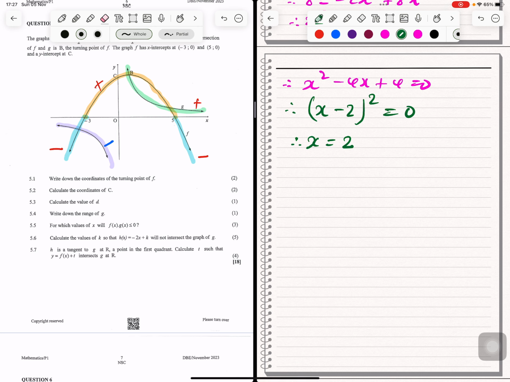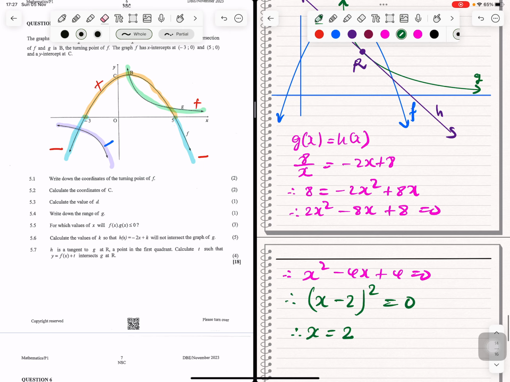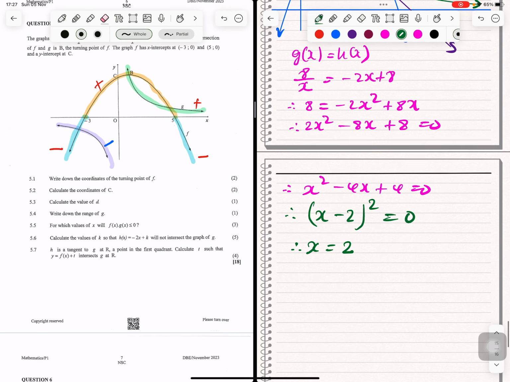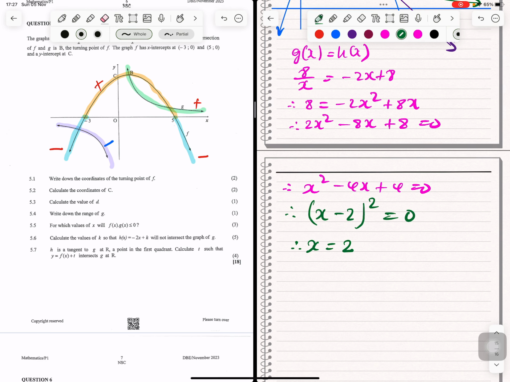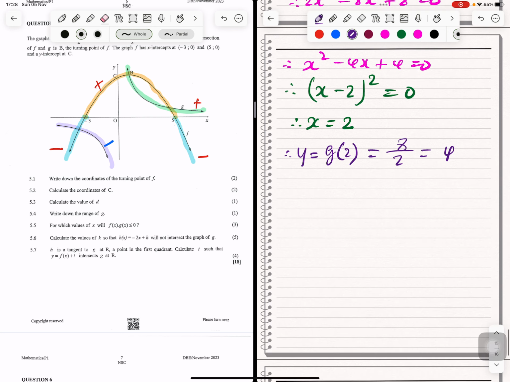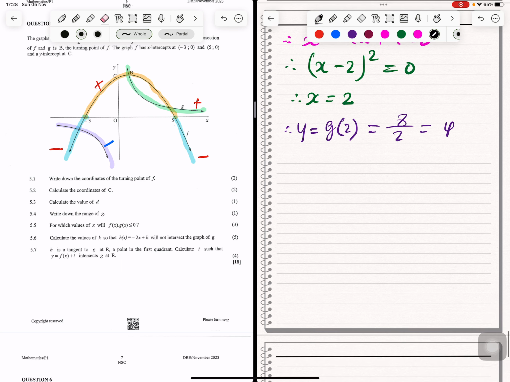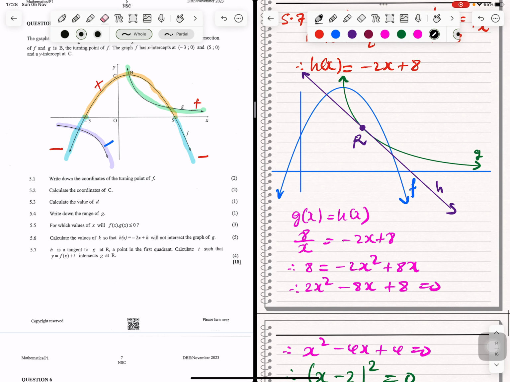So that is 2. And you need to get the corresponding y value between the two functions. You can use g, you can use h. I love to use g because it's straightforward. So therefore, y will be g at 2, which is 8 over 2. That gives me 4. So this, as a result, tells you and me that the coordinate of R is (2, 4).